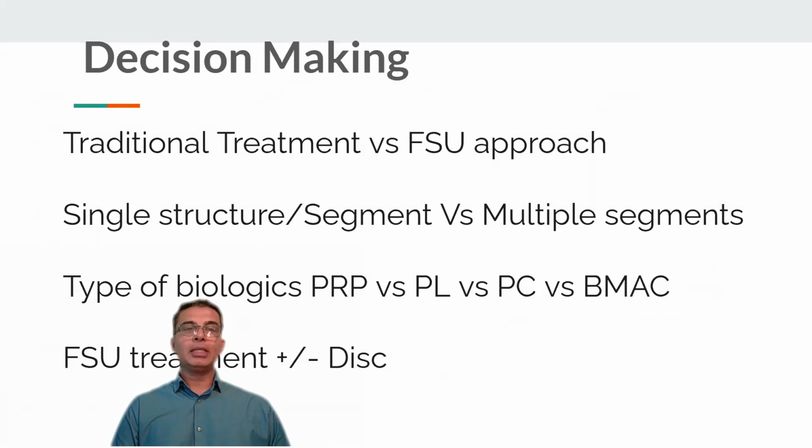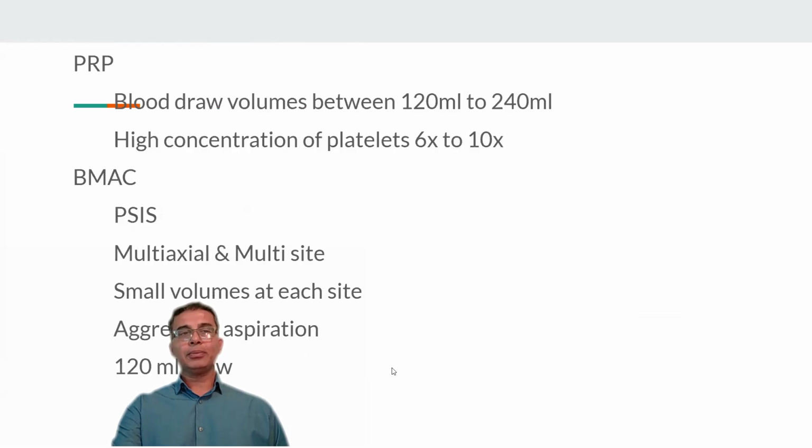So what it comes down to again is decision making. Is your patient fit for a traditional single-level or single-structure approach, or a comprehensive functional spine unit approach? Now the second thing is the type of biologics. What are we going to choose? Are these patients going to use PRP or platelet lysate or protein concentrates or bone marrow aspirate concentrate? So it depends on the patient. Again, these are not paid by insurance companies, so finances come into play also. And then the other decision is, as part of the FSU, are you including the disc or not?